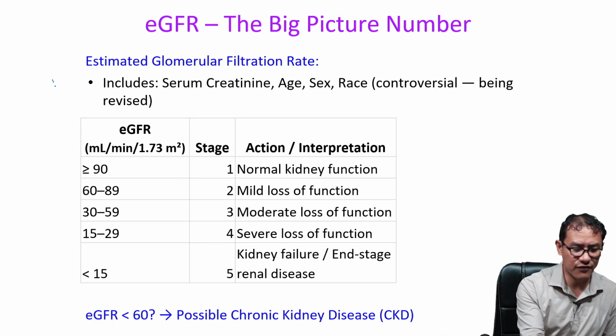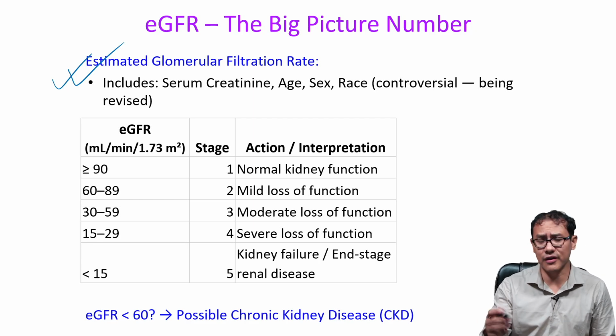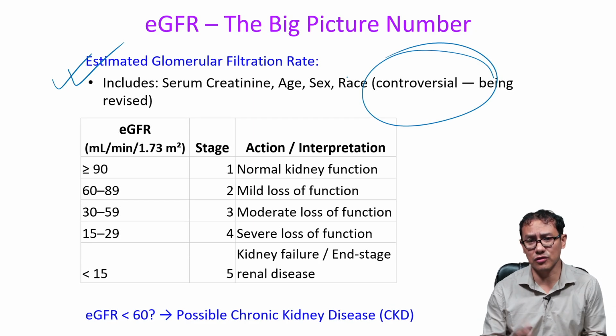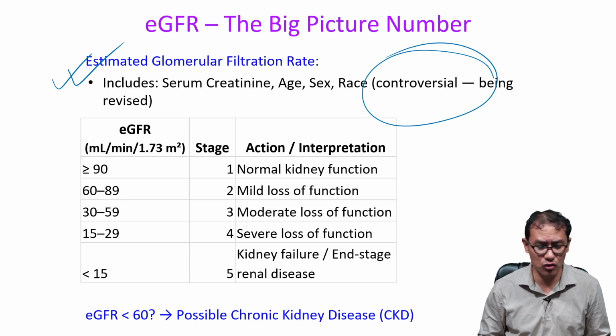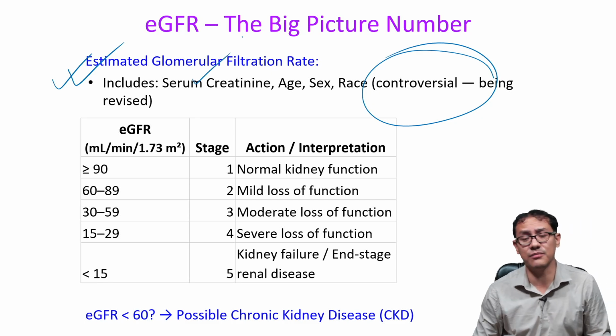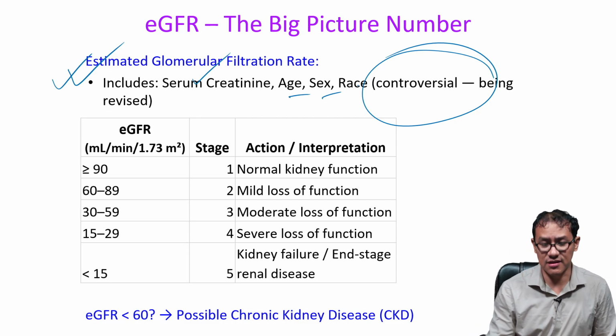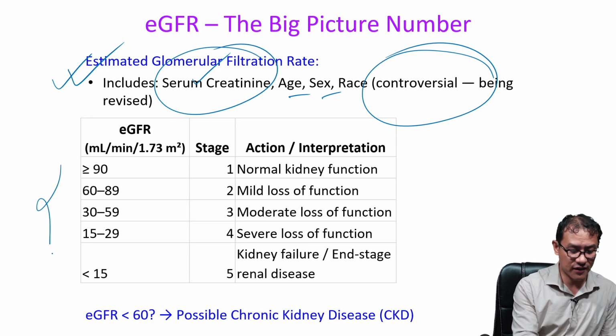GFR, as I have already told you, can be calculated clinically. There are different formulas, and which one is useful and which one is not useful is a matter of debate. The most commonly used methods use the serum creatinine level, age, sex and so on. So, measurement of the serum creatinine is important, and these are the different gradings of GFR.